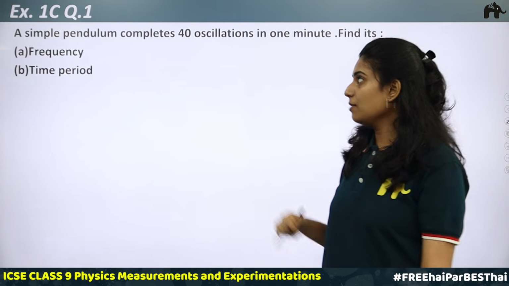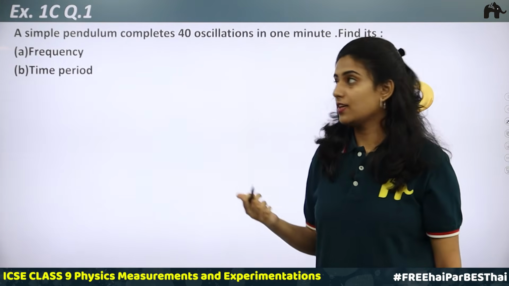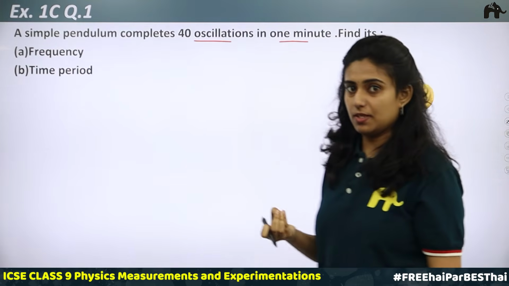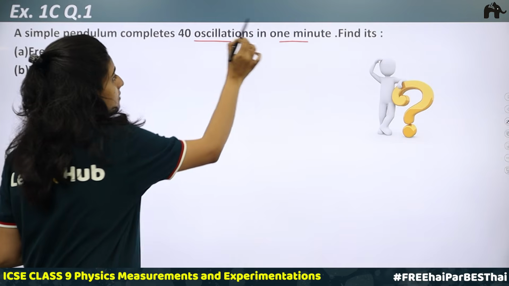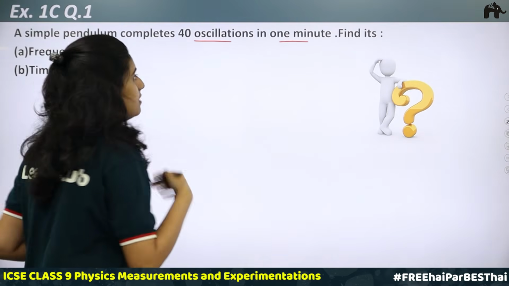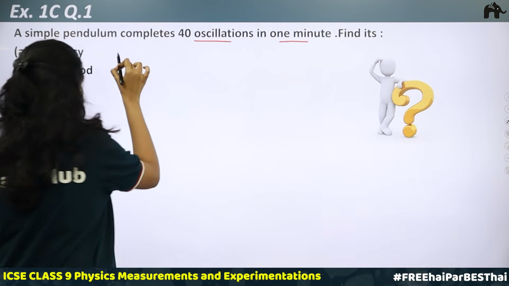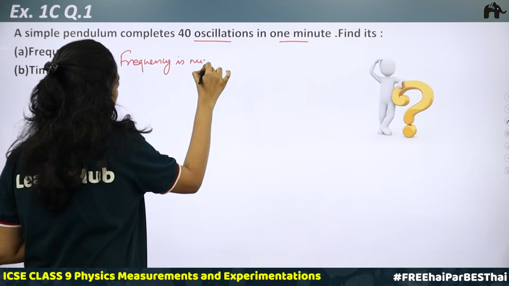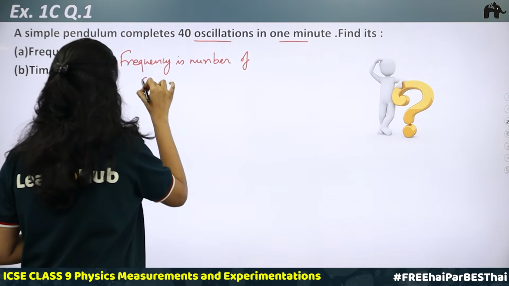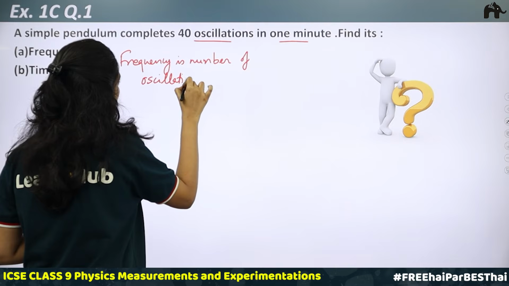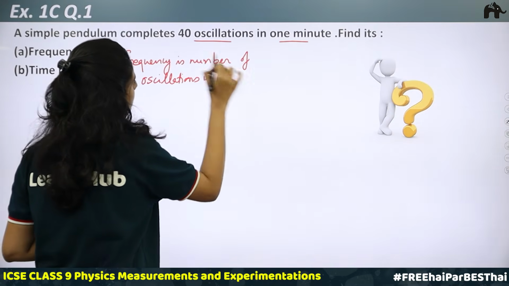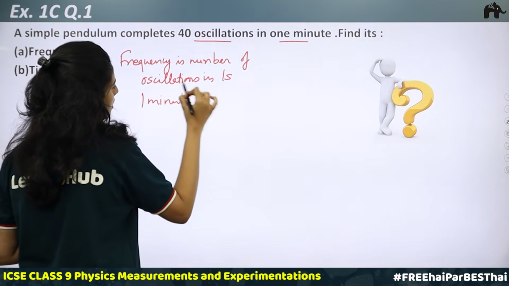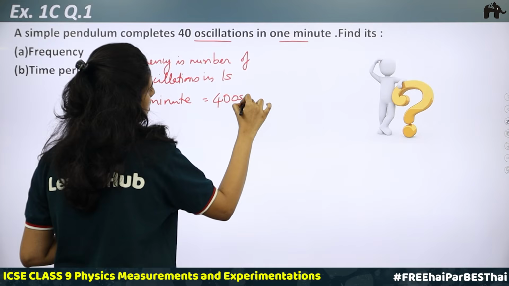Now let us solve questions from exercise 1C. Question 1 of exercise 1C. A simple pendulum completes 40 oscillations in 1 minute. Find its frequency and time period. So here it is given that in 1 minute there are 40 oscillations. What is frequency? Frequency is the number of oscillations in 1 second. So it is given that in 1 minute, 40 oscillations.